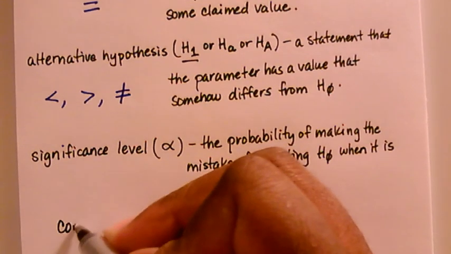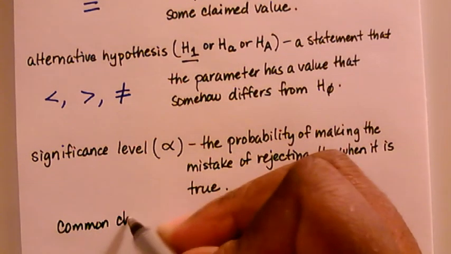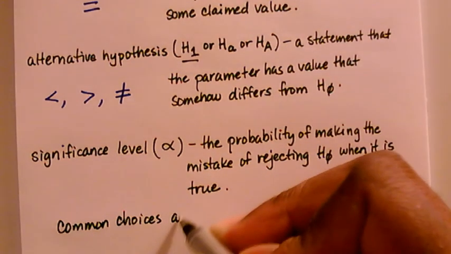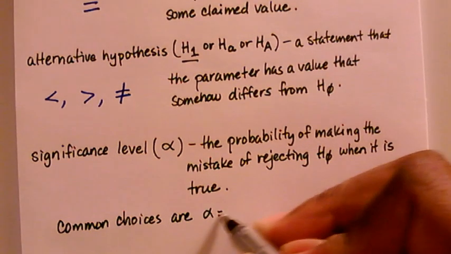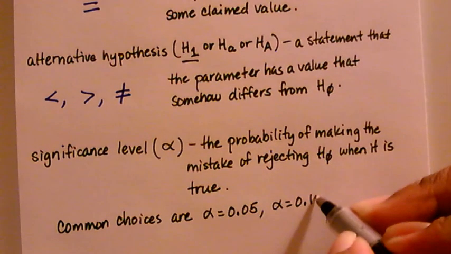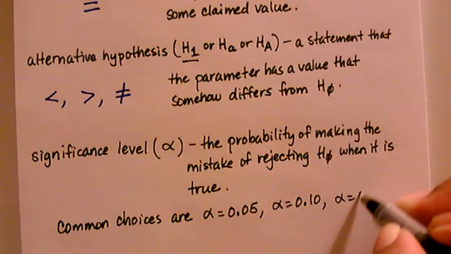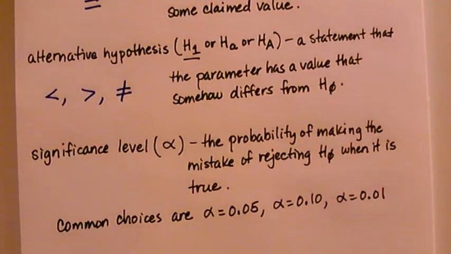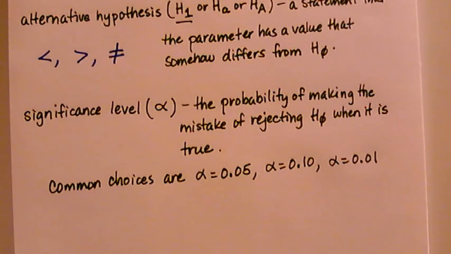Now, the common choices are this. Alpha is equal to 0.05. Alpha is equal to 0.10. And alpha is equal to 0.01. Those are the 3 common choices for your significance level. And usually that's stated in the problem. So usually you don't have to come up with some type of alpha level yourself. But in these problems you'll see you'll be given the alpha level.